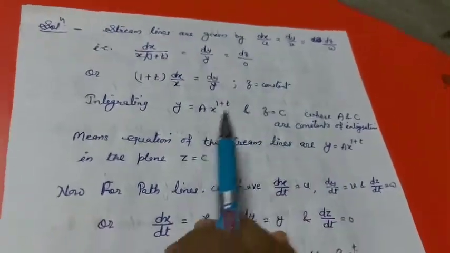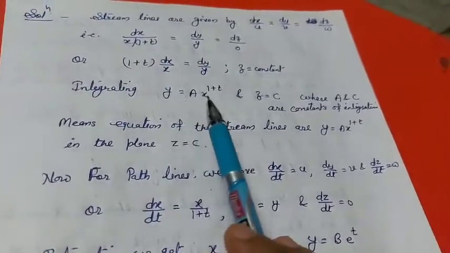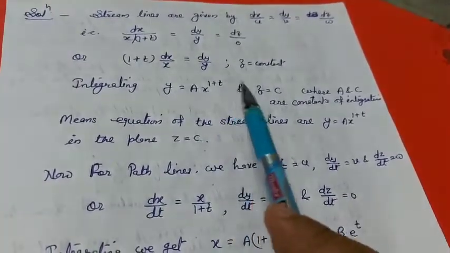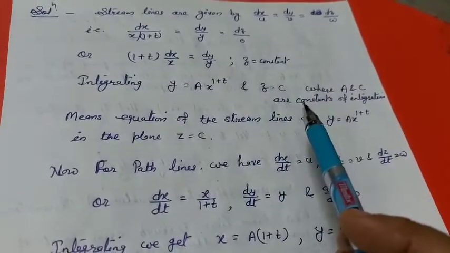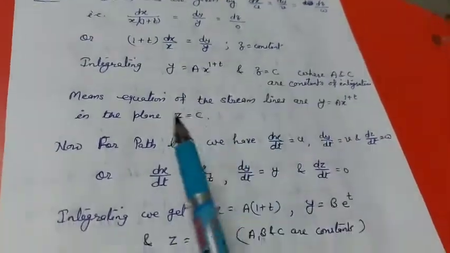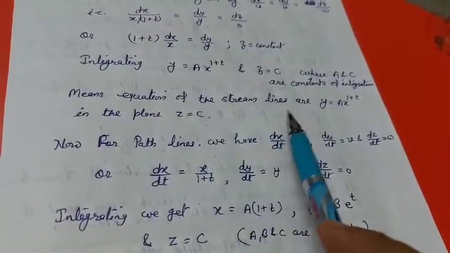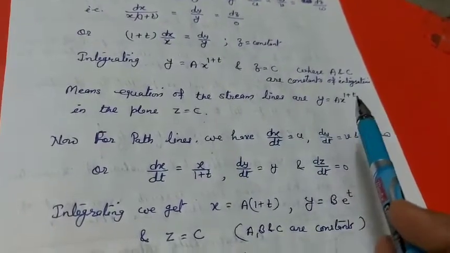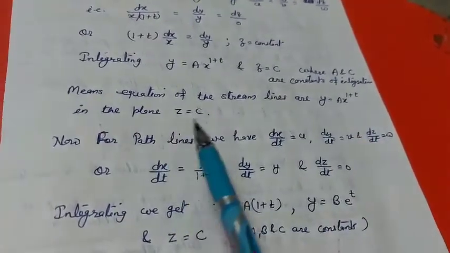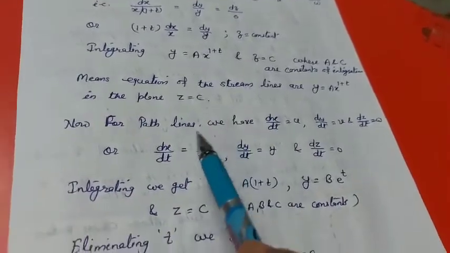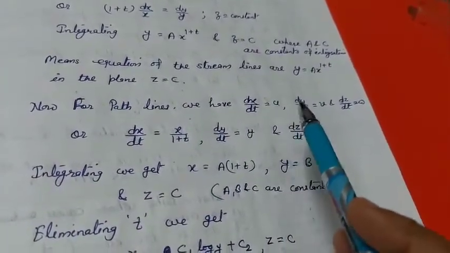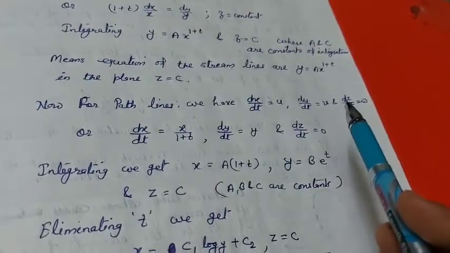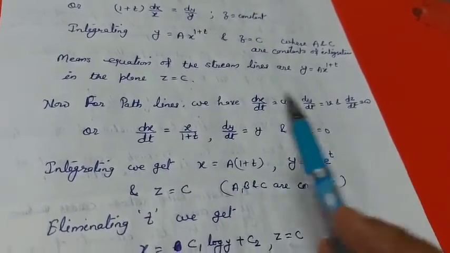Now, integrating both the sides, we have y is equal to a x raised to 1 plus t and z equal to c. Here, a and c are constants of integration. That means the equation of the streamlines is y equal to a x raised to 1 plus t in the plane z equal to c. Now, for path lines, we have dx by dt is equal to u, dy by dt is equal to v, and dz by dt is equal to w.